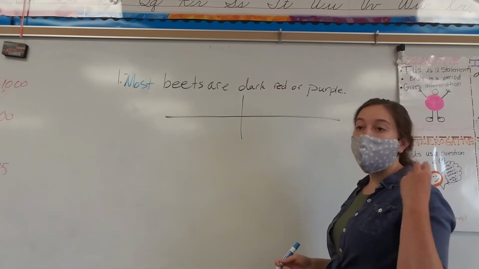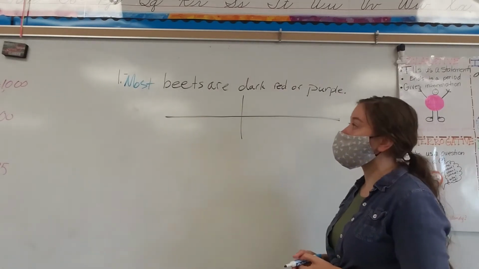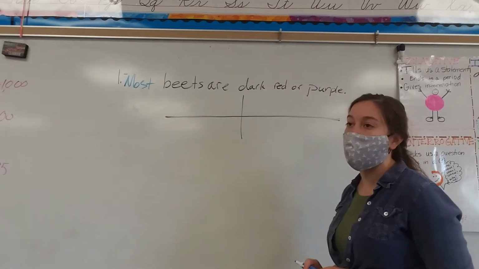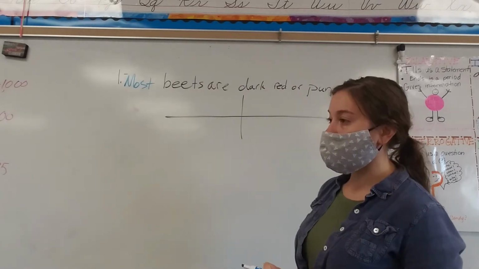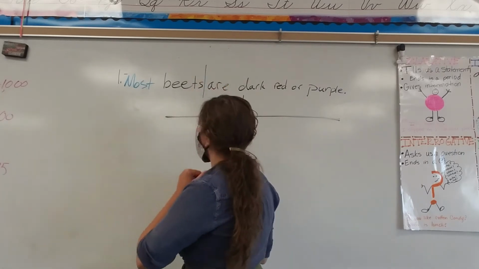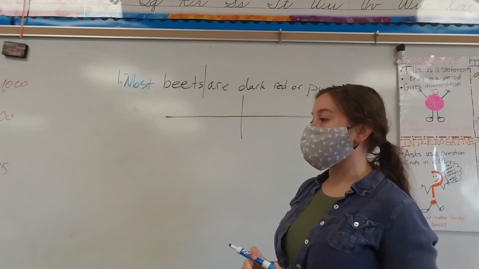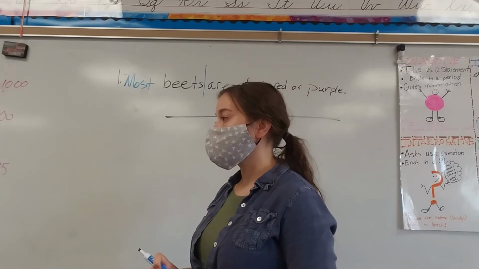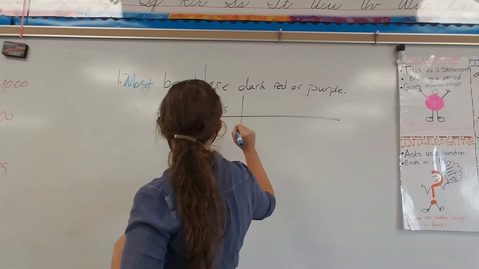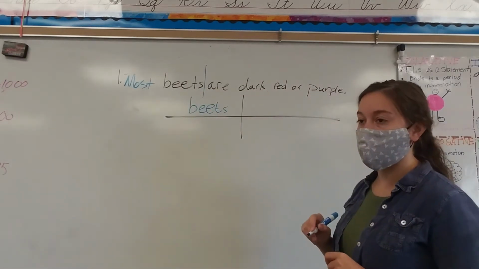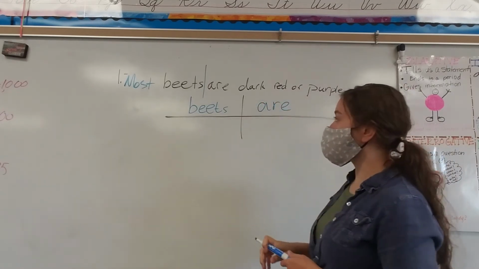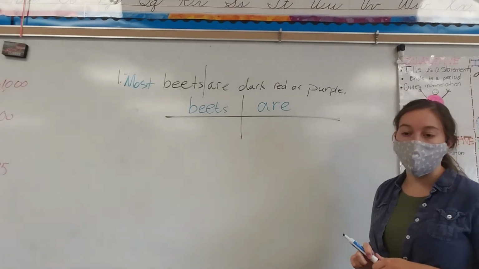So there are three things we need to do in this sentence. We need to first separate our subject from our predicate. Where do I need to draw my line? Samara? Between beets and are. Good. What is my subject, Joseph? My simple subject. Beets. And then what is my simple predicate? Bella? Are. Okay? That is how number one should look.